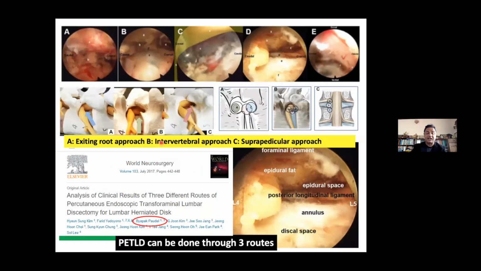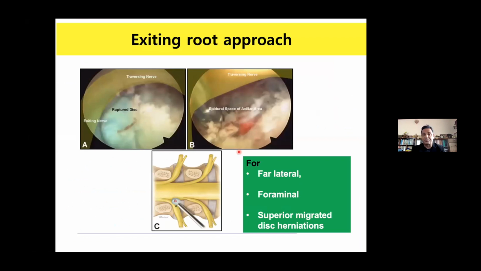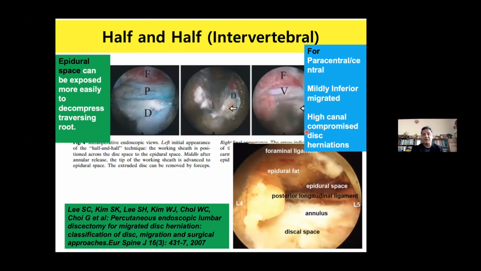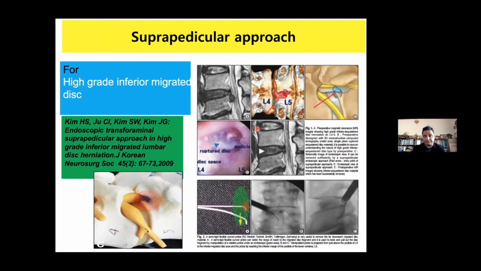This transforaminal endoscopy has 3 routes. We can do it through the 3 routes depending upon the location of the disc: exiting root approach, traversing root approach, and suprapedicular approach. For foraminal and superior migrated discs, we use the exiting root approach. The traversing root approach is for paracentral and central discs, mild inferior migrated discs, and high canal compromised disc herniation. For high grade inferior migrated discs, we have the suprapedicular approach.